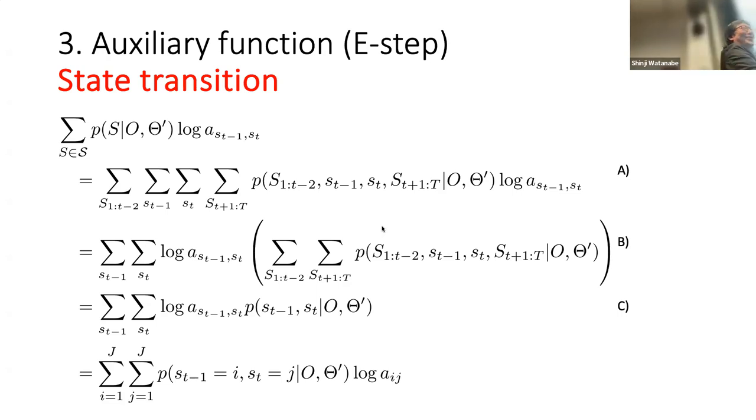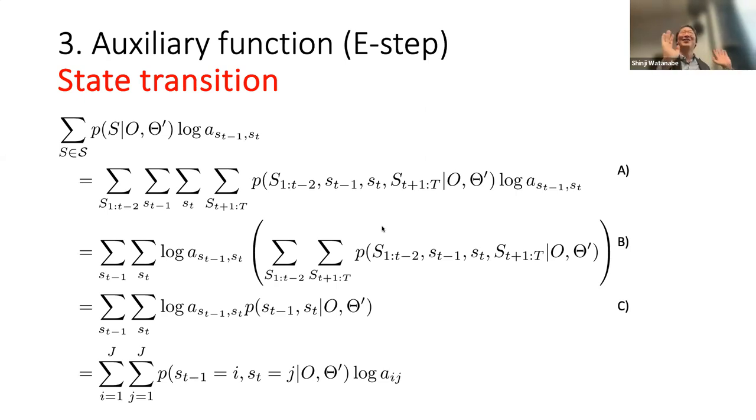We use exactly the same technique, sequence decomposition, to rewrite the sequence as 1 to t minus 2, s t minus 1, s t, and the subsequence of t minus 1 plus t. After that, we use the distributive property, and the log part is moved here. Now let's look at this one. We can use the sum rule to marginalize the other variables. And look at this one: there's no summation over the sequence, right?